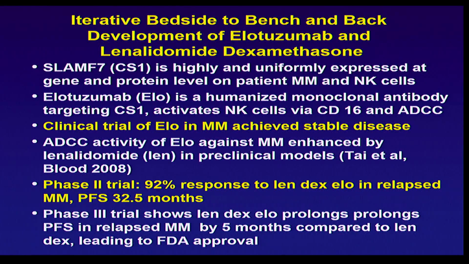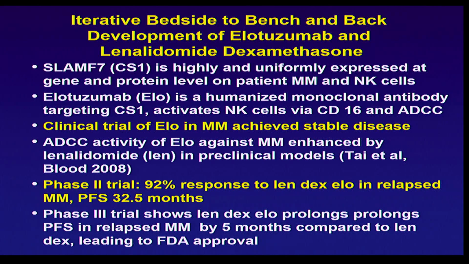The first one that you all know is elotuzumab, or Empliciti is the other name. This targets SLAMF7 on myeloma cells, which is universally expressed. Lots of biology in our and other laboratories went forward, and it did derive a single-agent clinical trial in relapsed disease, which achieved stability of relapsed refractory myeloma.